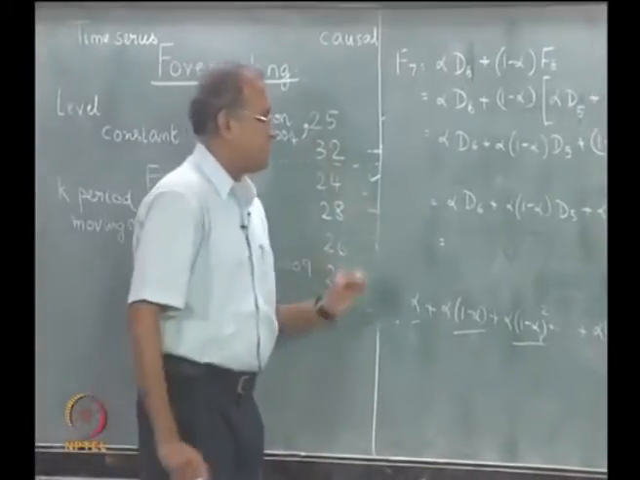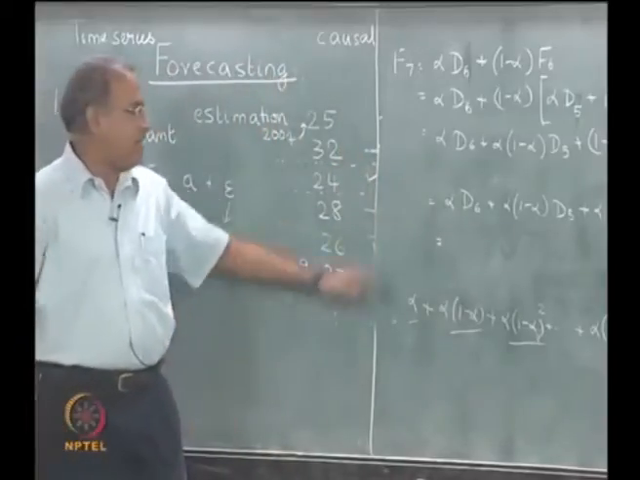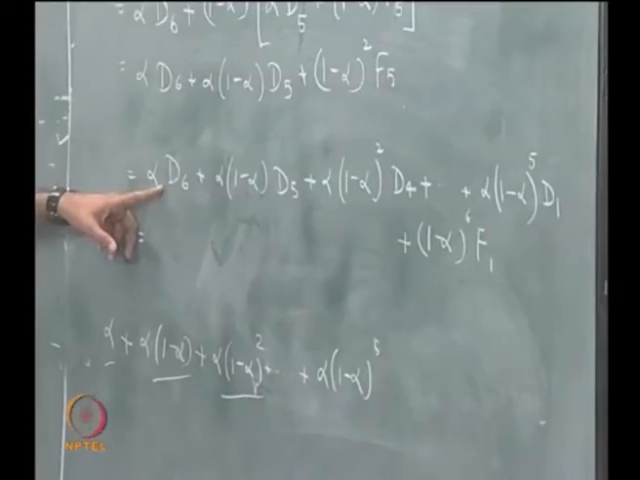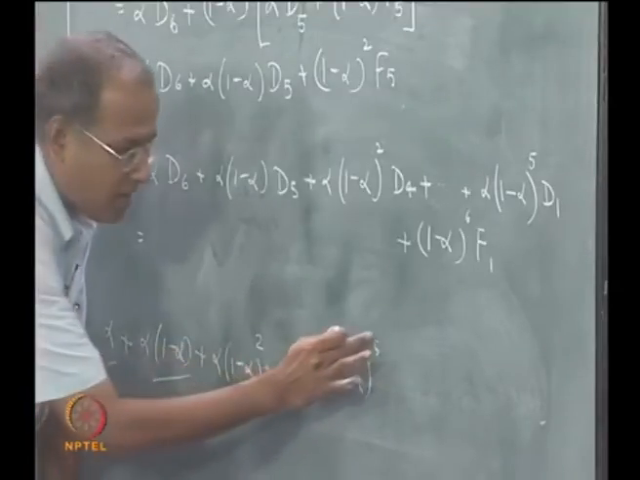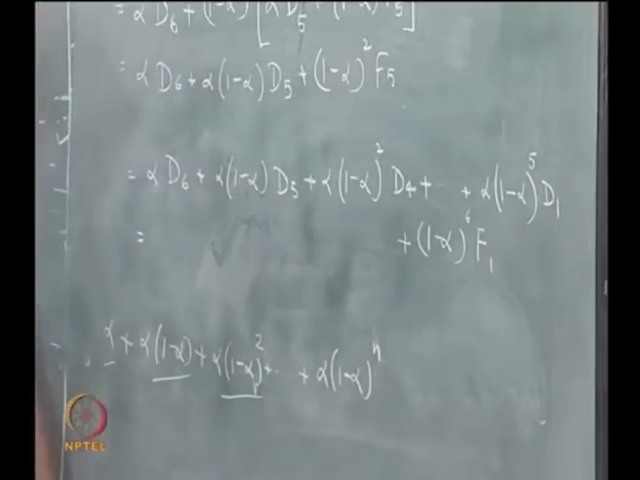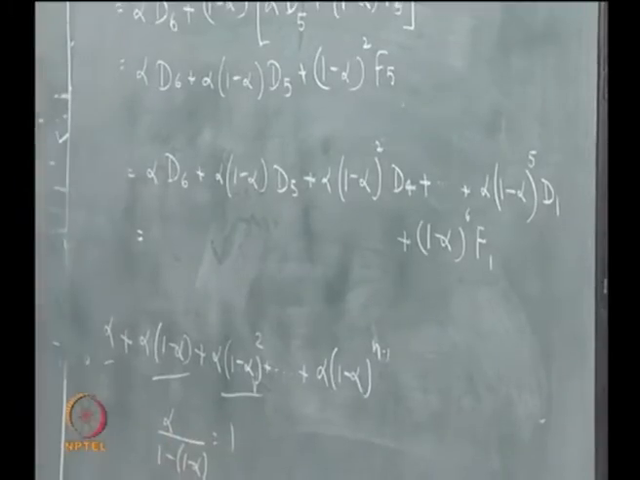Now, if we make an assumption that n is large, here we have n equal to 6, we have 6 demand points. So, if we make an assumption that n is large, then this will be alpha, alpha into 1 minus alpha, alpha into 1 minus alpha square, and so on. This will become n or n minus 1 as the case may be. But if n tends to infinity, we get an infinite geometric progression with first term equal to alpha and common ratio equal to 1 minus alpha. The sum of an infinite geometric progression is a by 1 minus r. So, that will be alpha by 1 minus alpha, which is 1.